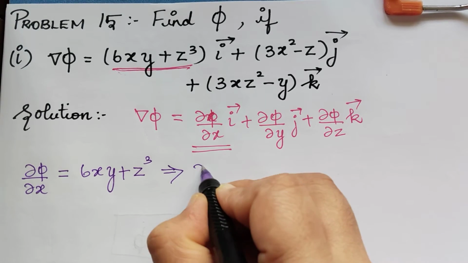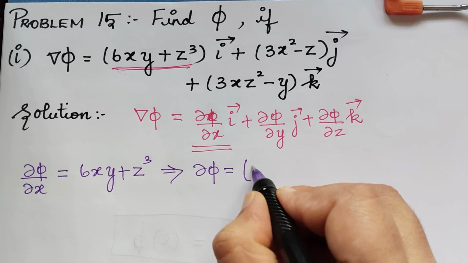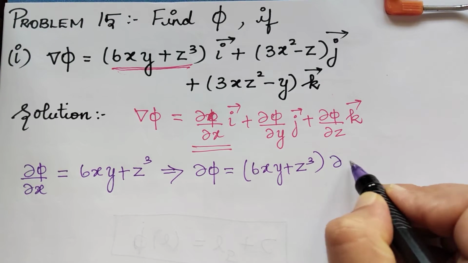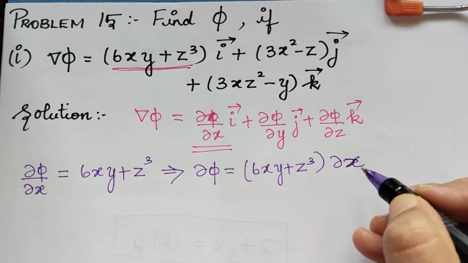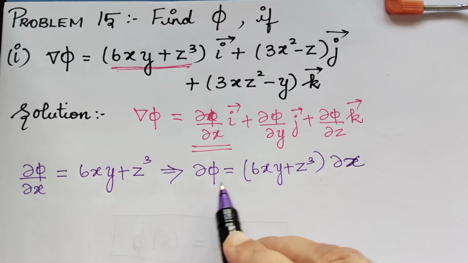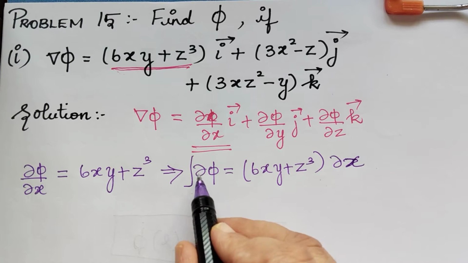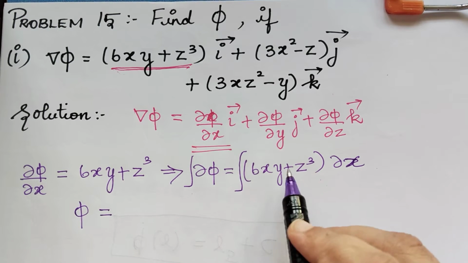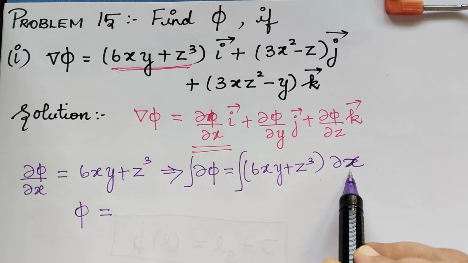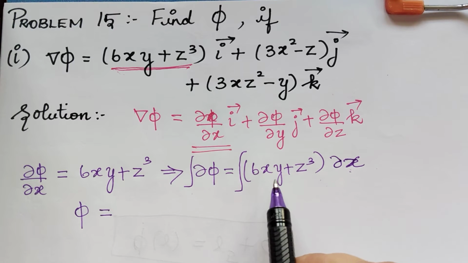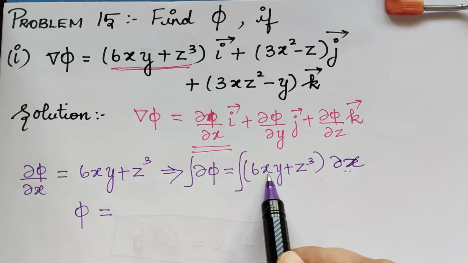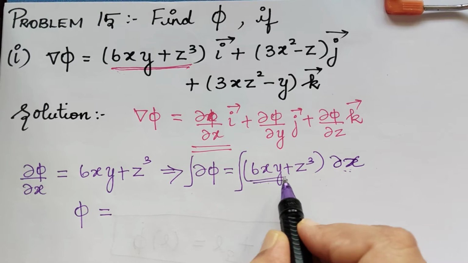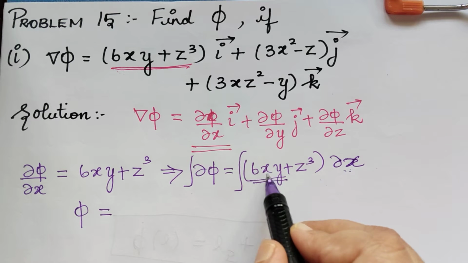Now from this, ∂φ will be equal to (6xy plus z cube) ∂x, bringing this ∂x to the right. Now, we have to integrate on both the sides. So, when the left hand side is integrated, integral ∂φ will be phi, which will be equal to the integral with respect to x. And since this is a partial derivative, we will be integrating only x, and y and z will be treated as constants.